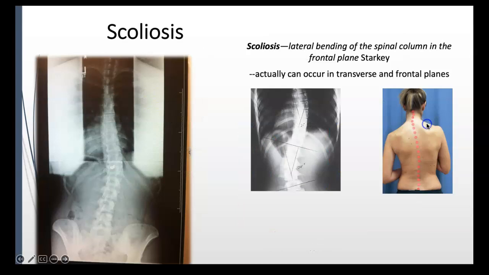The next pathology we're going to talk about is scoliosis. We can see that here. It's a lateral bending of the spine, so a frontal plane movement of the spine. It can occur in the transverse plane, but most often we see it in the frontal plane. We can see that for the most part, scoliosis can be very harmless. However, if the percent of scoliotic curve increases, just like with Scheuermann's disease, we can start to see impingement on the internal organs. This is in very drastic cases.